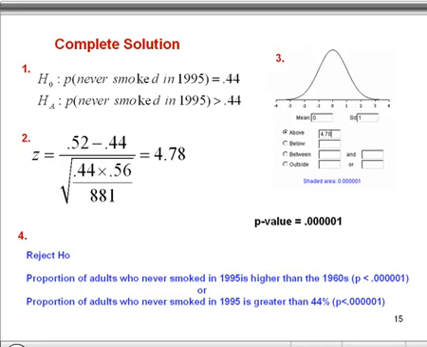Since the p-value is incredibly small, it is very unlikely that this result could be attributed to chance. So we decide to reject the null hypothesis and go with the alternative. We conclude that the proportion of adults who never smoked in 1995 is higher than it was in the 1960s.